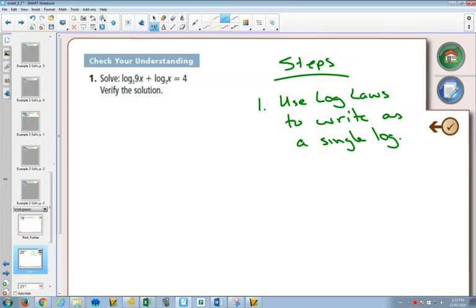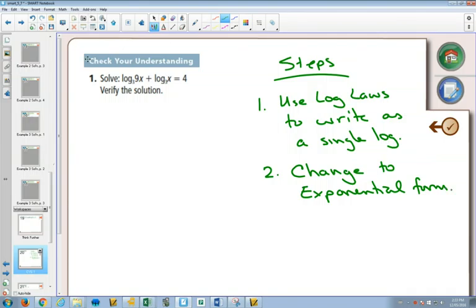Then once you've written it as a single logarithm, you can use your definition of what a logarithm is and write it in exponential form. Once you've changed it to exponential form, it will be easy, and you'll see how to solve for x, because it'll become a question that you've done before and can easily solve for x. The last thing that you have to check for is extraneous roots.